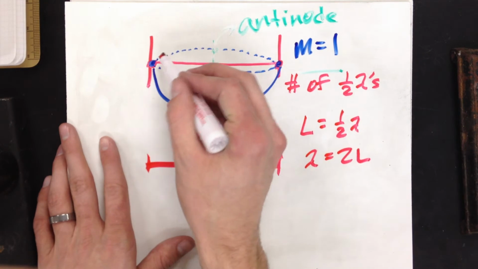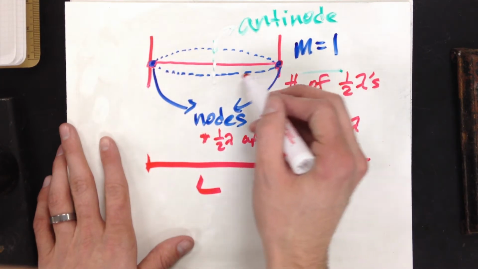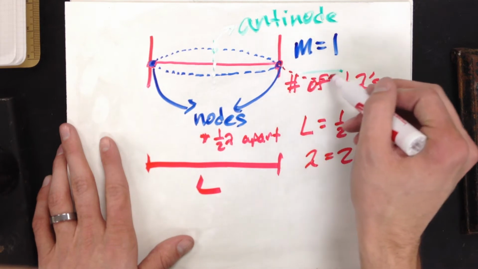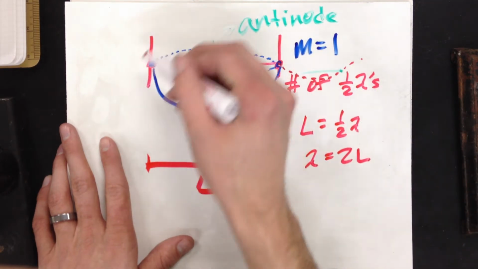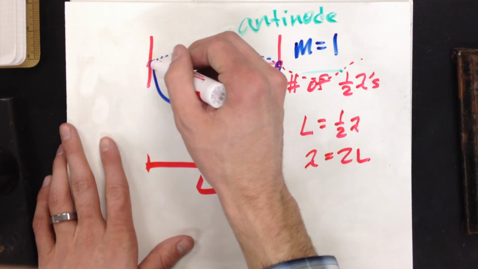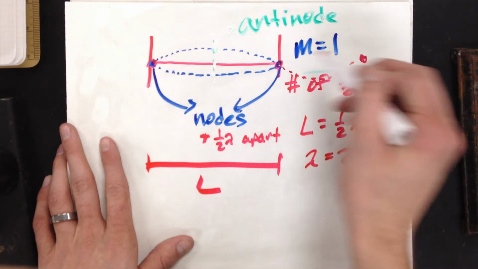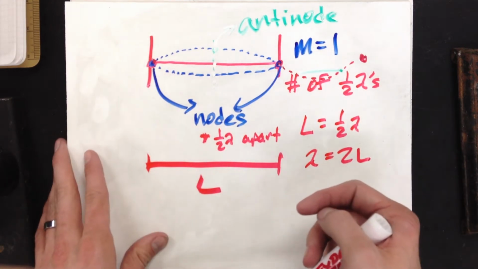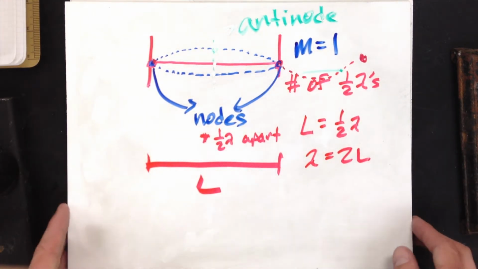Because imagine if instead of this wave reflecting back, imagine if it went through like that. And it went through as a normal wave. Well, from here to here would be one whole wavelength. Well, that would be double the length of my string. So that's the first harmonic.